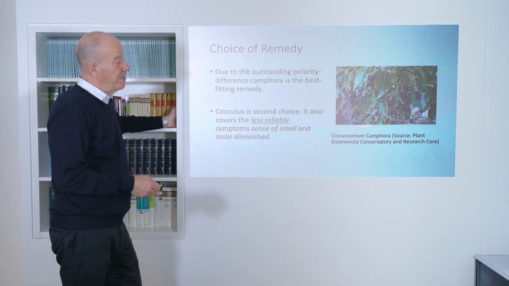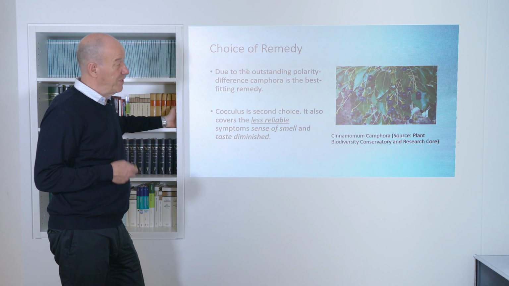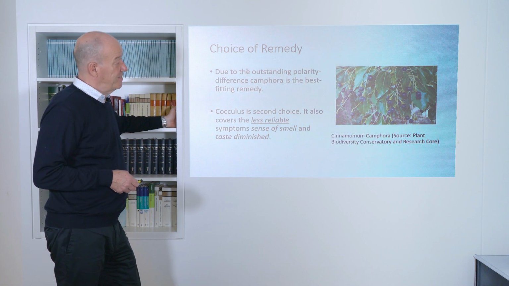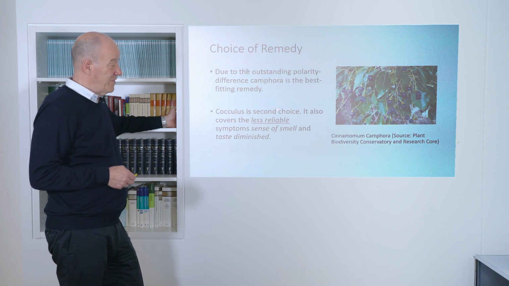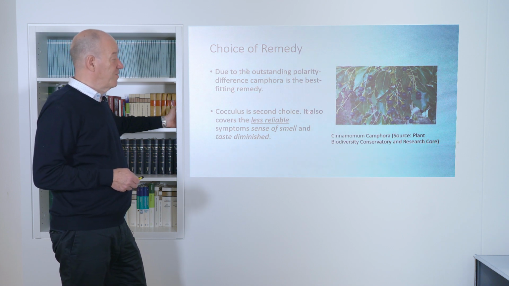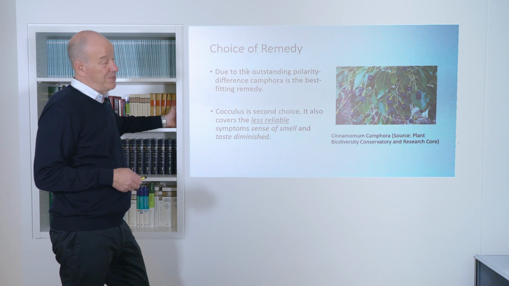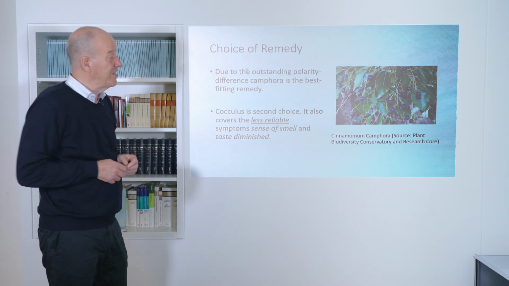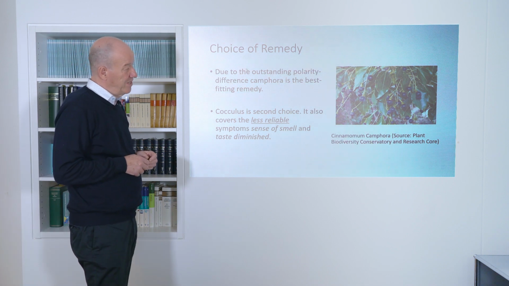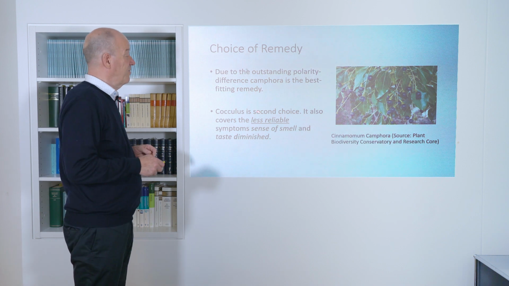Here you see camphora, the fruits of camphora. It's a big tree, Cinnamomum camphora. Cocculus would be our second choice. It is also covering the symptoms, sense of smell and taste diminished, but they are less reliable, so we don't include them in a repertorization in the first line. If camphora would not function in this patient, we would give cocculus.